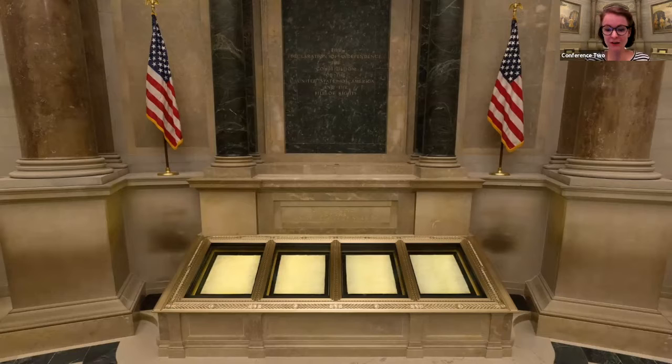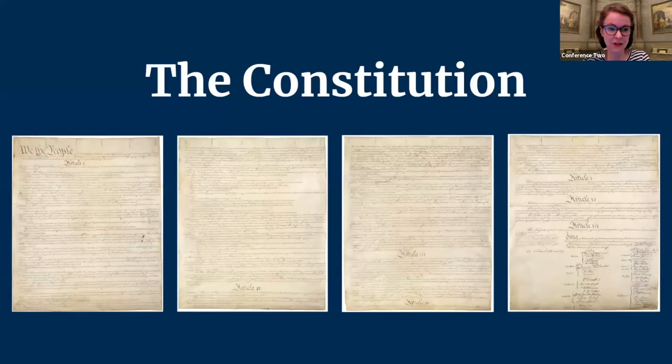But as we approach the Constitution, and let's take a closer look at the 4 pages here, what words come to mind as you're looking at the Constitution as an artifact? How would you describe it? What do you notice about it? Looking at this original version.